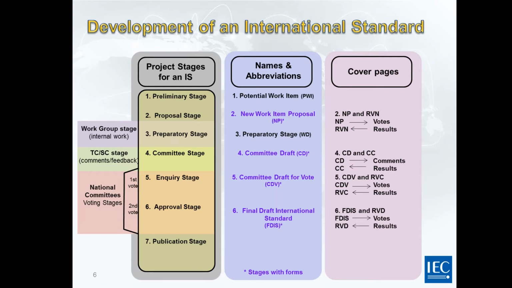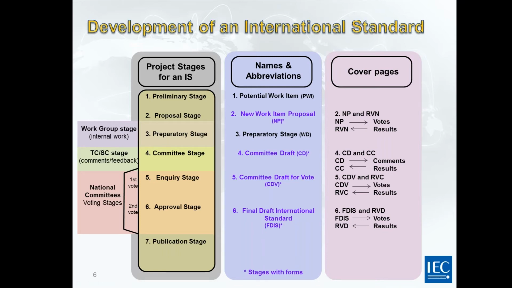For both stages, we request 2/3 of positive votes from IEC National Committees' P members, participating members in the TC/SC, and less than 25% of negative votes from all national committees, including observers and non-members. And then we have the next stage, which is the publication stage, number 7, where the document is published in IEC Central Office.